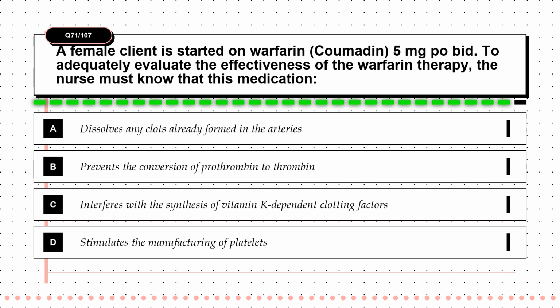Question 71. A female client is started on warfarin (Coumadin) 5 mg per day. To adequately evaluate the effectiveness of the warfarin therapy, the nurse must know that this medication. Here are the options. Option A. Dissolves any clots already formed in the arteries. Option B. Prevents the conversion of prothrombin to thrombin. Option C. Interferes with the synthesis of vitamin K-dependent clotting factors. Option D. Stimulates the manufacturing of platelets.